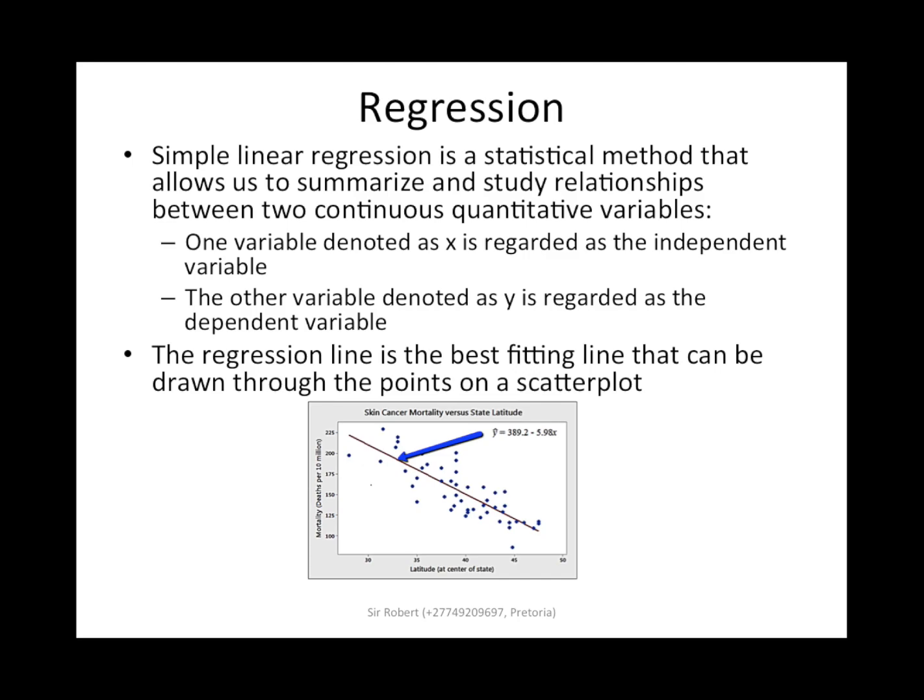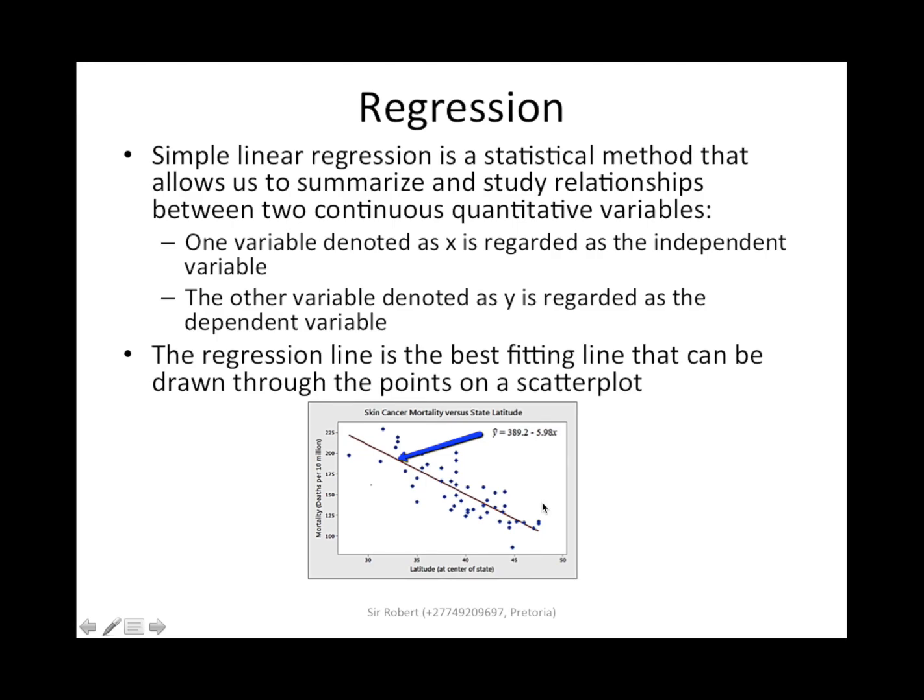One variable, denoted as x, is regarded as the independent variable. The other variable, denoted as y, is regarded as the dependent variable. The regression line is the best fitting line that can be drawn through the points on a scatter plot. So this will be your y-axis and this one will be your x-axis. So this is the independent variable, the dependent variable. As you can see, the blue dots are the points on the scatter plot.